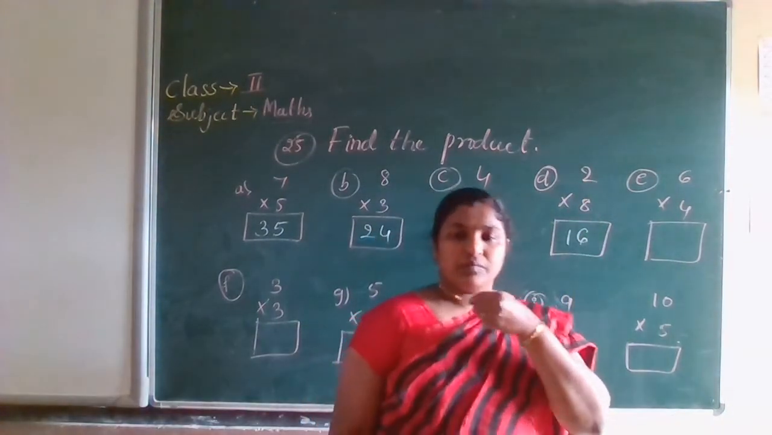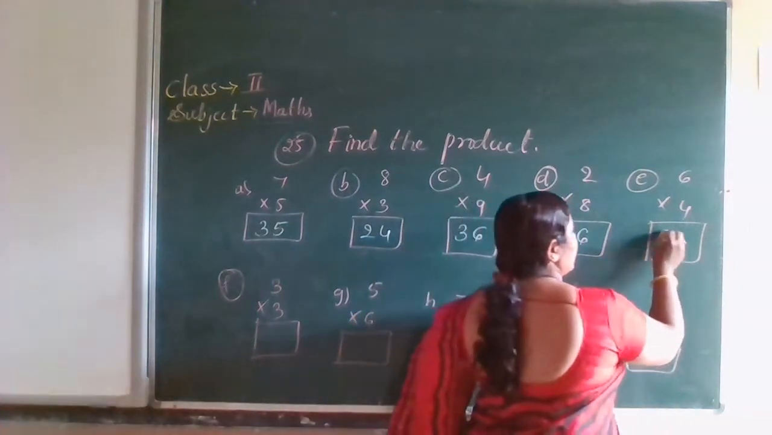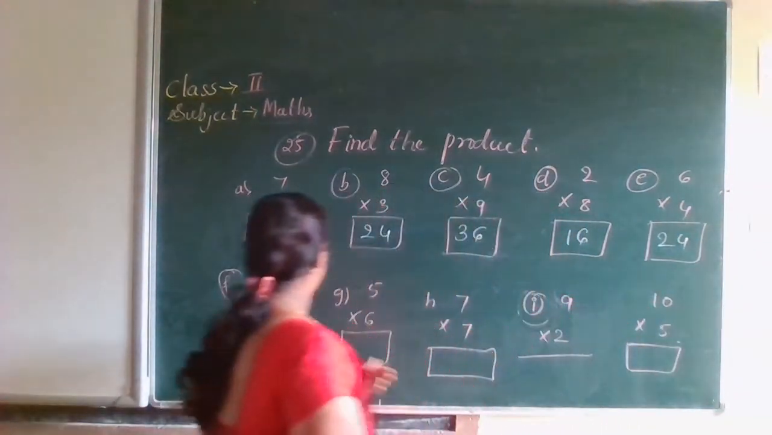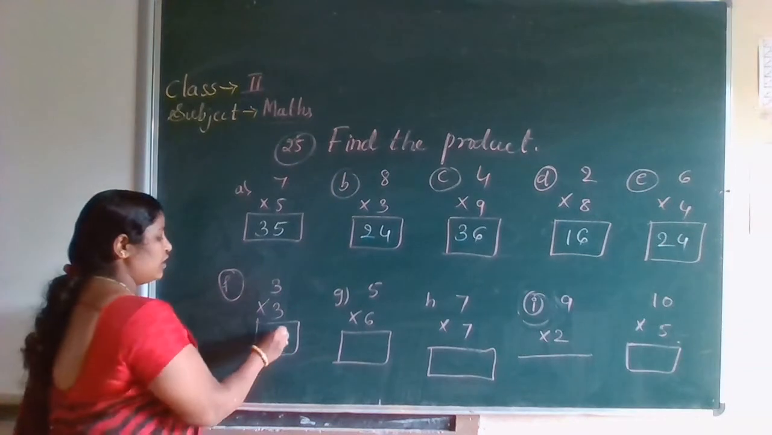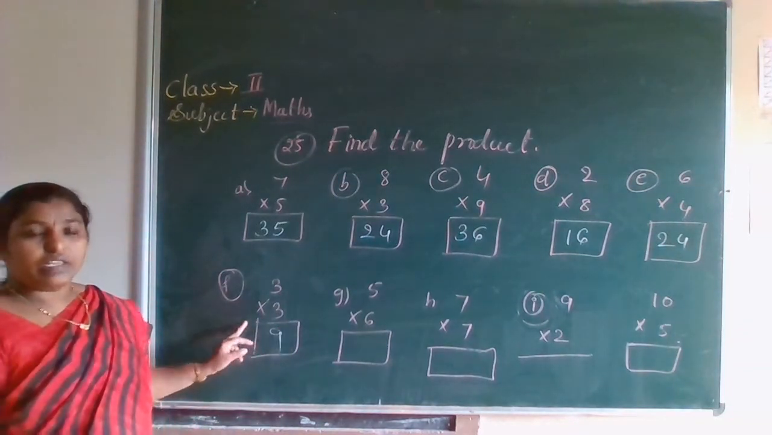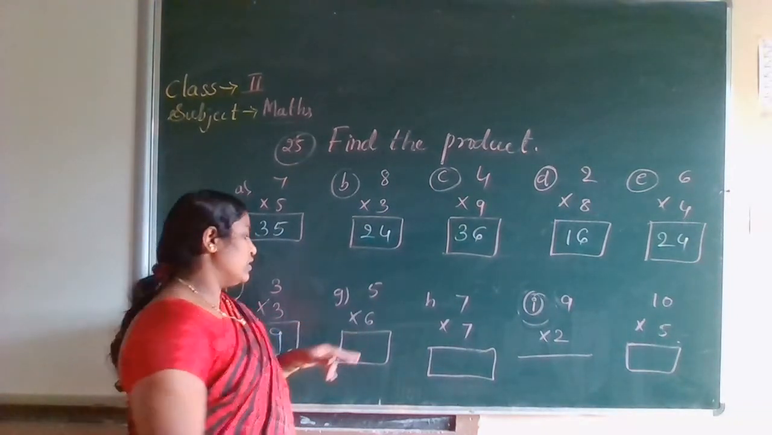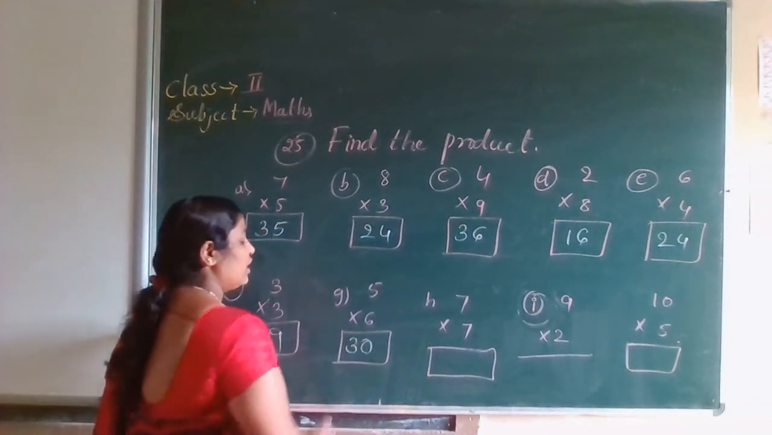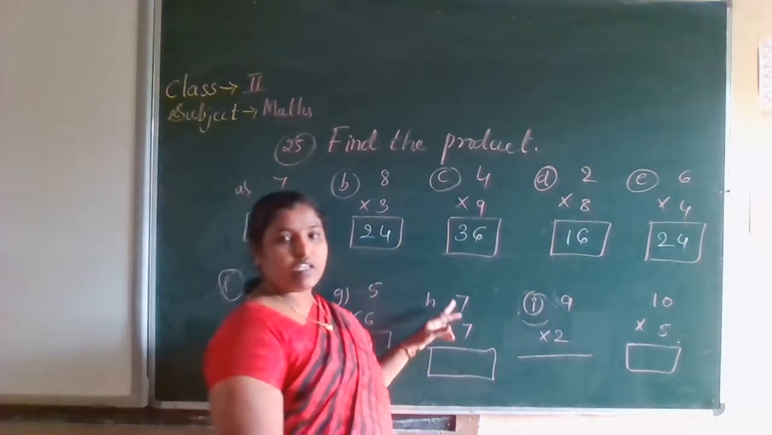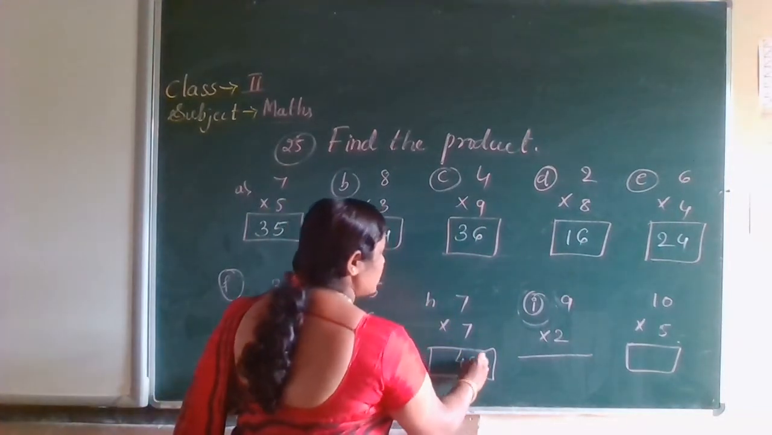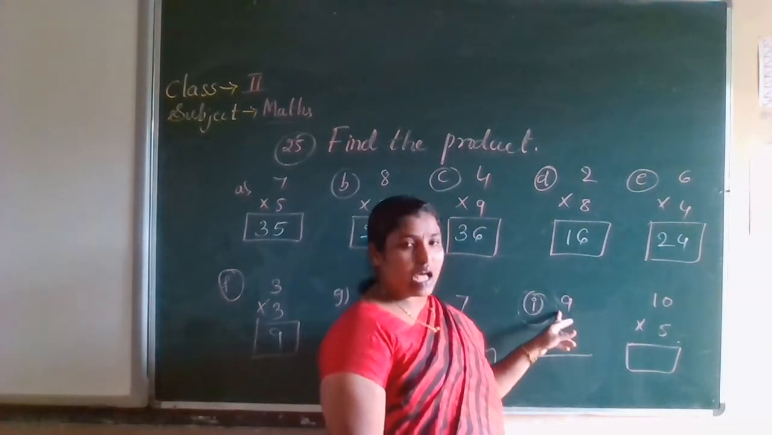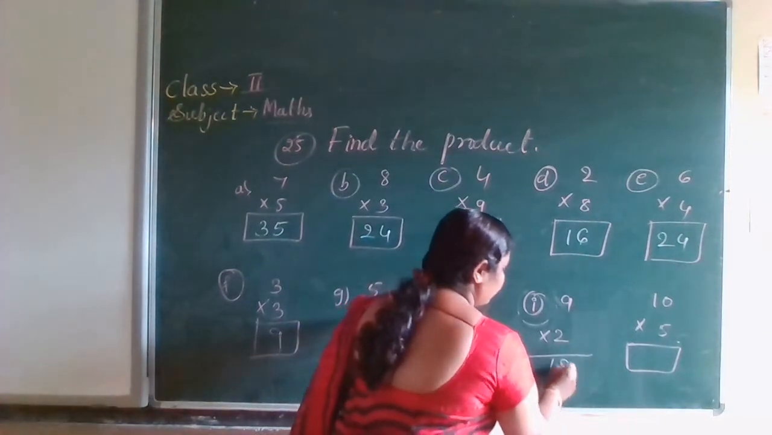8 2s: 8 1s are 8, 8 2s are 16. 4 6s are 24. Next, 3 3s are 9. Read the table. 3 1s are 3, 3 2s are 6, 3 3s are 9. 6 5s are 30. Read the table and write. 7 7s are 49. 2 9s are 18.